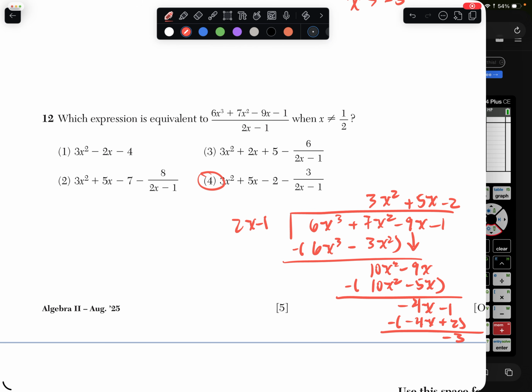I don't have enough space to put it here, but I would have to add the remainder, which is negative 3, over my divisor, the polynomial that I'm dividing by. So that's the procedure for polynomial division. It's very helpful to know.